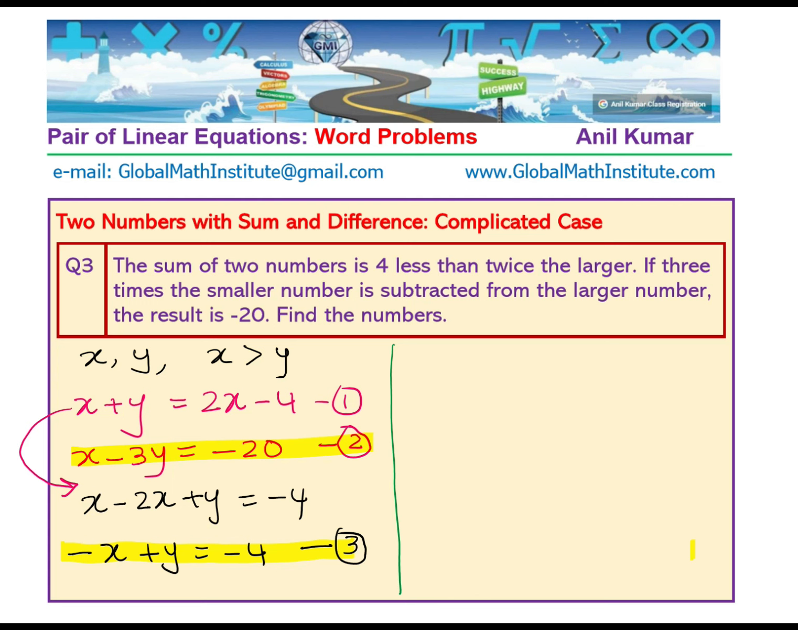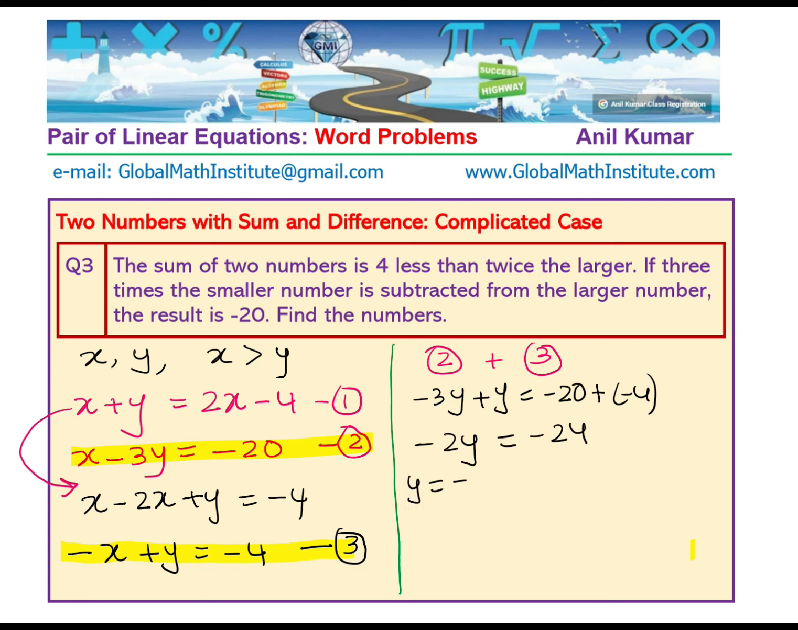So we will do elimination method. So we are going to add equation 2 with equation 3. Clear? So when you add, x minus x is 0, minus 3y plus y equals to minus 20 plus minus 4. Clear? So we have minus 2y equals to minus 24, or y is equal to minus 24 over minus 2, which is 12.